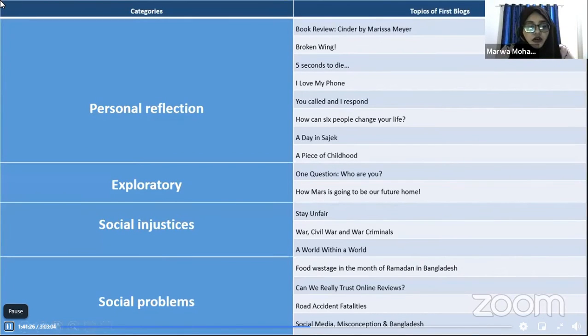So the first blog post contained topics like personal reflection topics, exploratory topics, social injustices, and social problems. But you can see that the personal reflection topics are more in number, close to 50%. Then for exploratory topics, two students wrote about them. And almost the same amount of people that wrote personal reflection, the other 40% maybe, wrote about social injustice and social problems, although they weren't told to write on social injustices, but some of them chose it.